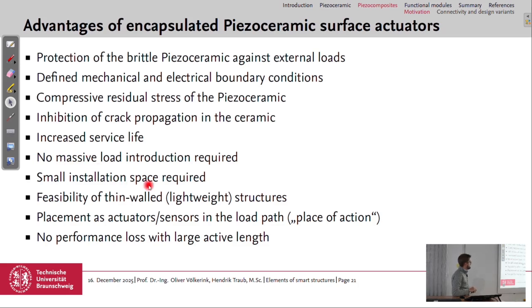We don't need a massive load introduction. We can just bond the functional module, for example, on the structure to apply it. We only need small installation spaces, and with this we can also use it in thin-walled, lightweight structures. And we can also integrate it in CFRP or GFRP structures, so really in the load path.